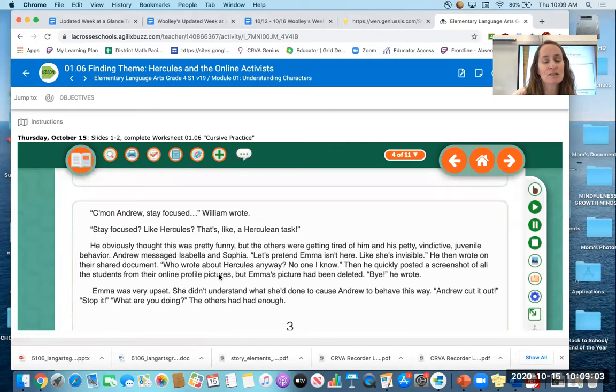"Come on, Andrew, stay focused," William wrote. "Stay focused like Hercules? That's like a Herculean task." He obviously thought this was pretty funny, but the others were getting tired of him and his petty, vindictive, juvenile behavior.